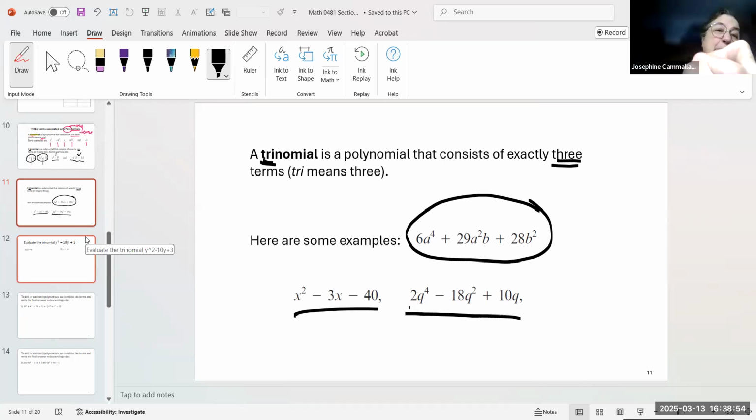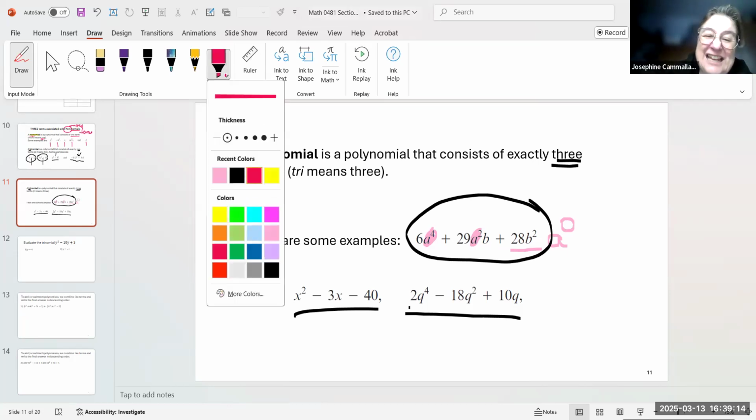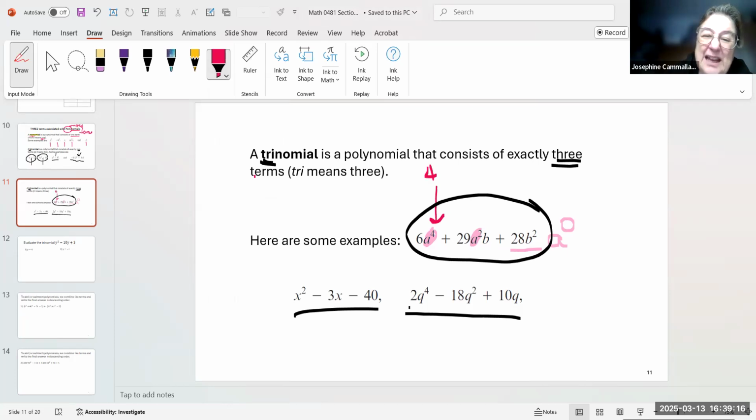Now, I want to show you something. This a is a power of 4. This is a power of 2. Now, I want you to realize that this 28 has an a to the 0. The powers are descending. This is 4. This is 2. This is 0.